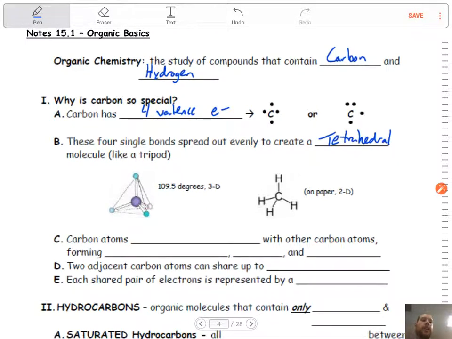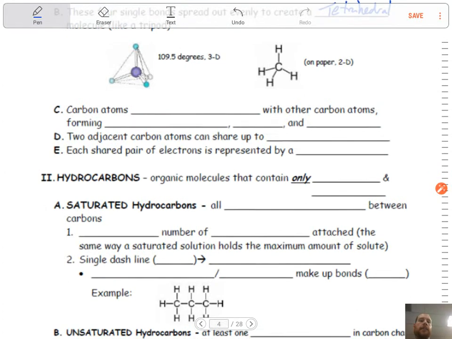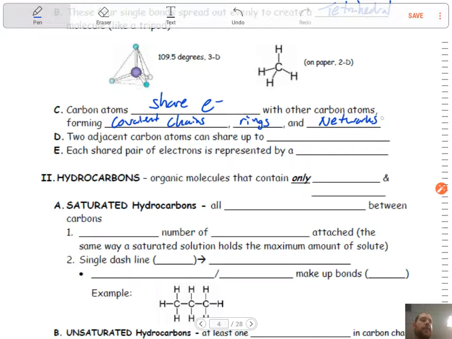All right, so it's very good for sharing. Carbon atoms share electrons with others. With other carbon atoms, they could form covalent chains, which we're going to get into, or rings, or networks. Now remember, this is a good review here, guys. These networks are called network solids. They are the strongest bond type.